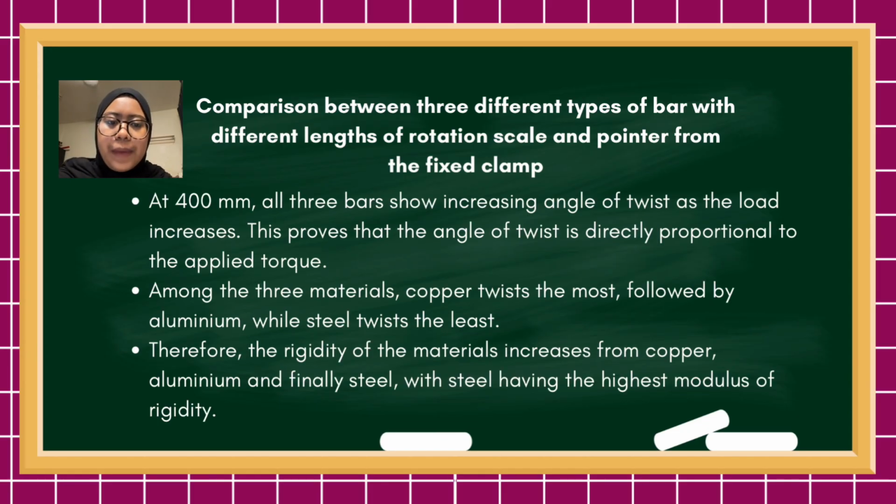At 400 mm, all three bars show increasing angle of twist as the load increases. This proves that the angle of twist is directly proportional to the applied torque. Among the three materials, copper twists the most, followed by aluminium, while steel twists the least. Therefore, the rigidity of the materials increases from copper, aluminium, and finally steel, having the highest modulus of rigidity.